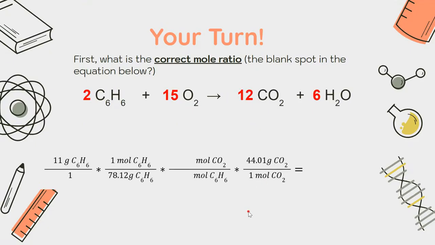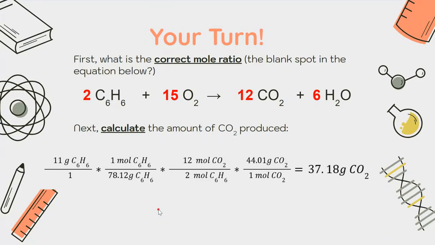Let's try this one more time with our last equation. Go ahead and first identify this mole ratio given here by this blank fraction. You should have gotten 12 moles CO2, as shown here in the equation, for every 2 moles C6H6. Now, calculate the amount of CO2 produced. You should have gotten 37.18 grams CO2, 11 divided by 78.12, times 12 divided by 2, times 44.01.